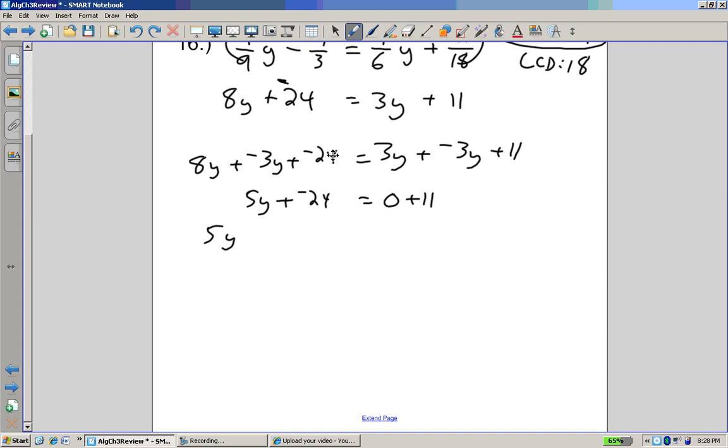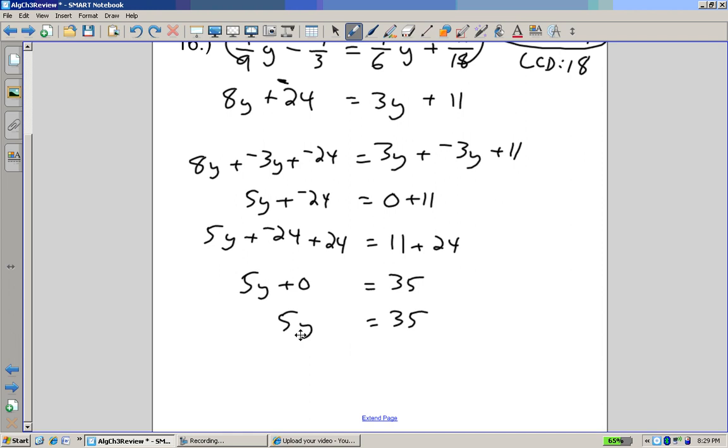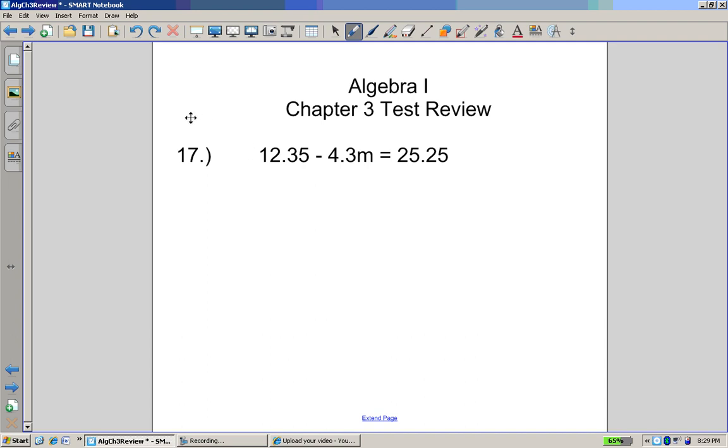Okay, then get all your variables onto the same side. First addition or subtraction. So eliminate the addition on the side with the variable. Add its opposite. Then multiply, divide. And there we have it. Again, pause the video and try the problem.